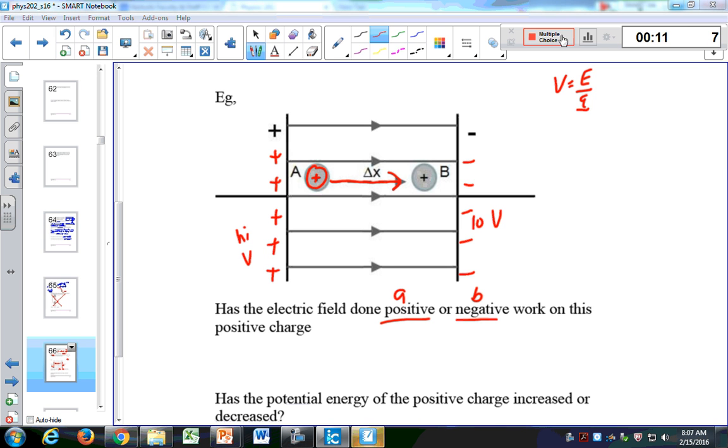And remember, go back to our definition of the dot product. Work is force dot displacement. If they're in the same direction, opposite directions, or perpendicular, what happens? So has the electric field done A, positive, or B, negative work on this positive charge? All right, I'll stop at, say, 40 seconds.